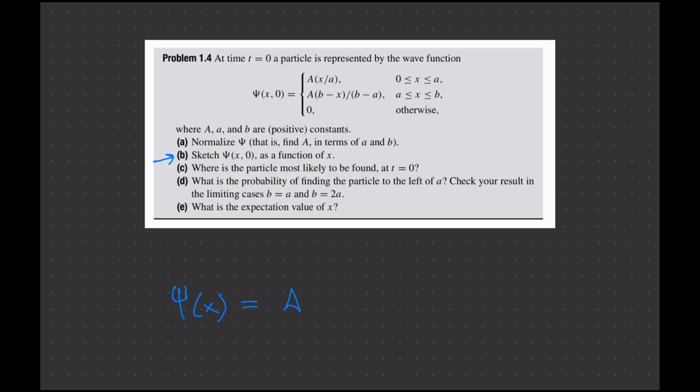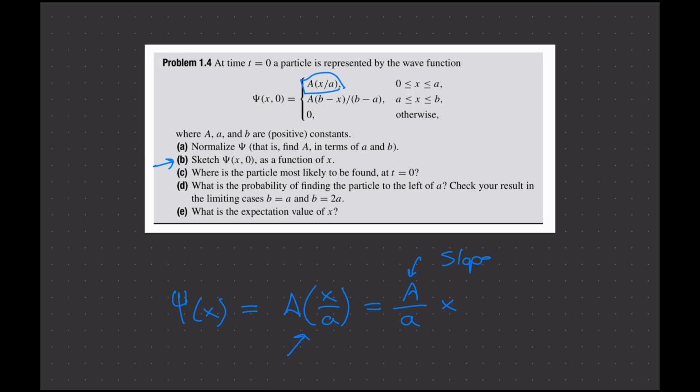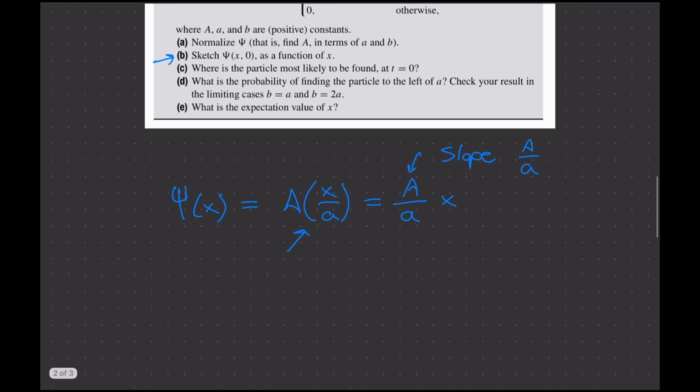This equals A, and then how this is written is x over a. These little brackets here, I'm just writing it like this. In fact, we can even write it as A over a times x, because these are constants. So this is a straight line with slope A over a. Awesome. What does this look like?